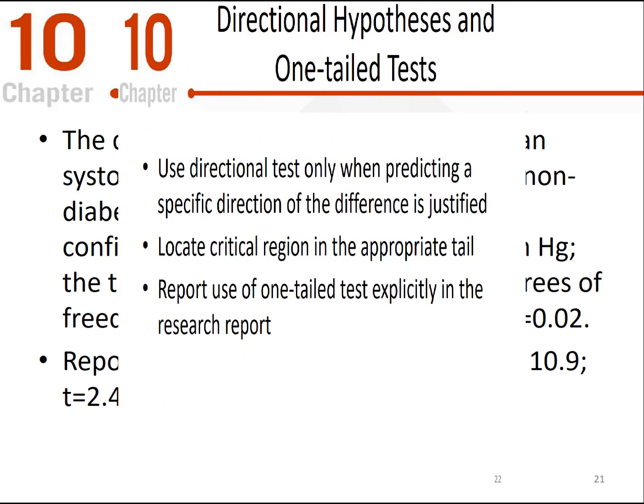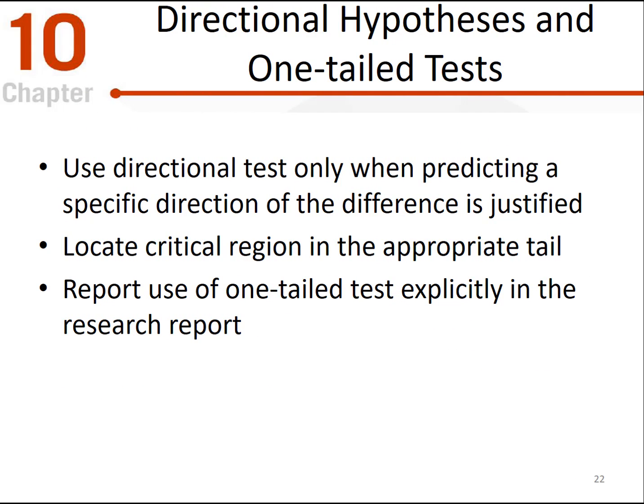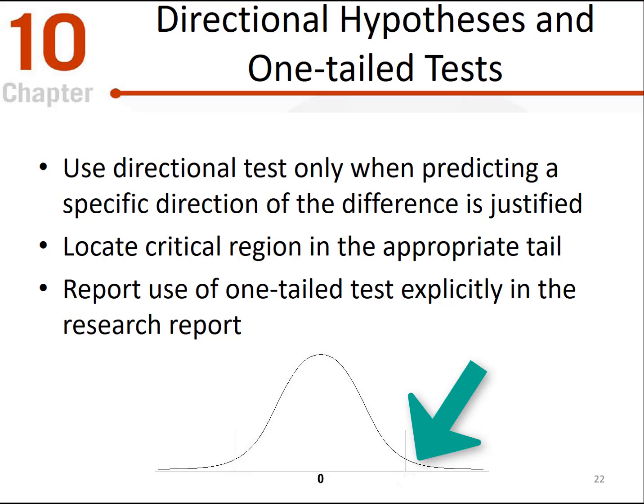Just like before, for these types of t-tests, we can also have directional hypotheses and one-tailed tests. So you use directional tests only when predicting a specified direction of the difference is justified. So for example, if we use our dog behavior example, if we're saying that because of pat on the head, the dogs are going to sit longer, then we would expect our findings to be in the critical region to the right.